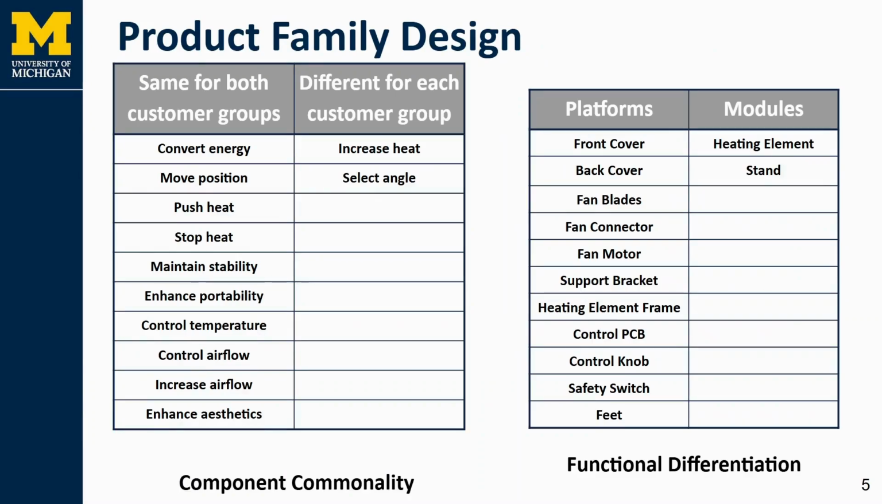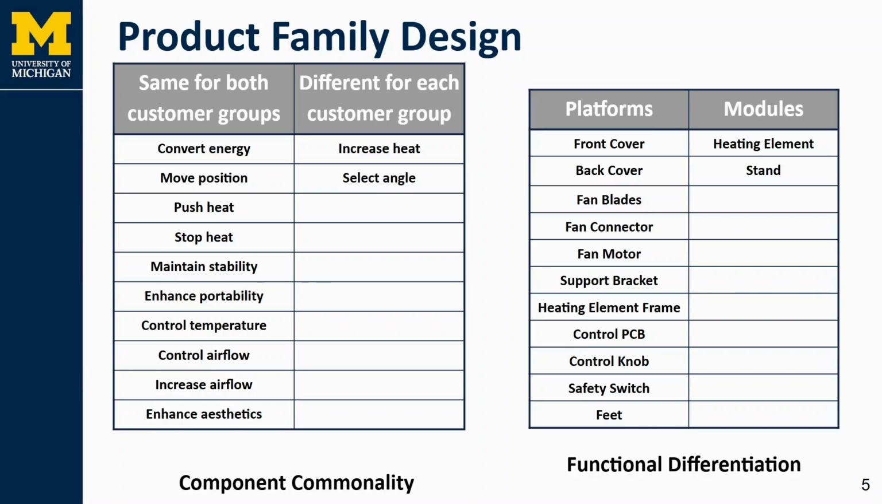Now let's look at the product family design. After comparing the FAST diagram functions with our primary and secondary customer groups, we found that only select angle and increase heat need to differ. Secondary customers, young apartment renters, have smaller spaces and don't need these features. In contrast, our primary customers, older individuals, benefit from both angle flexibility and higher heat output.